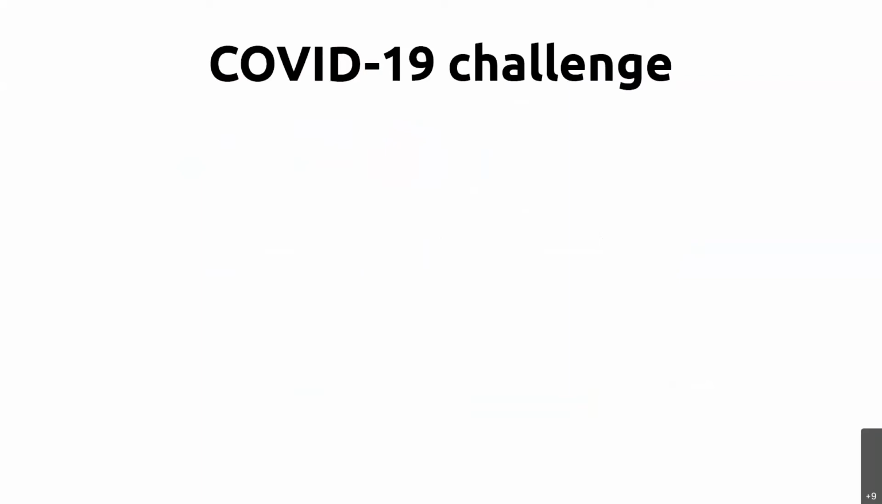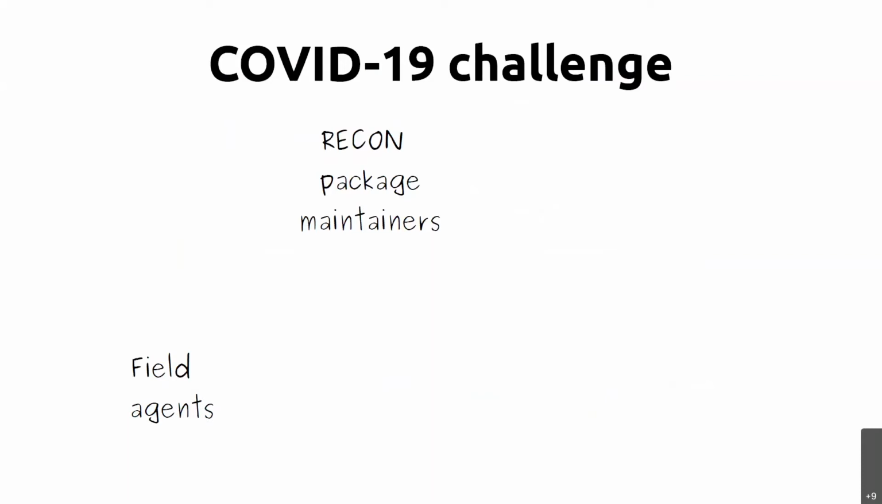So the COVID-19 challenge, what was that? The main idea for the COVID-19 challenge came from a simple observation by the main RECON package maintainers and developers. Well, two observations actually. The first was that they had little or insufficient feedback from the field. Communication was possible through Slack and GitHub, but Slack was not used enough, and on GitHub they realized people were not using it, which made communication difficult, and a lot of useful information was lost.